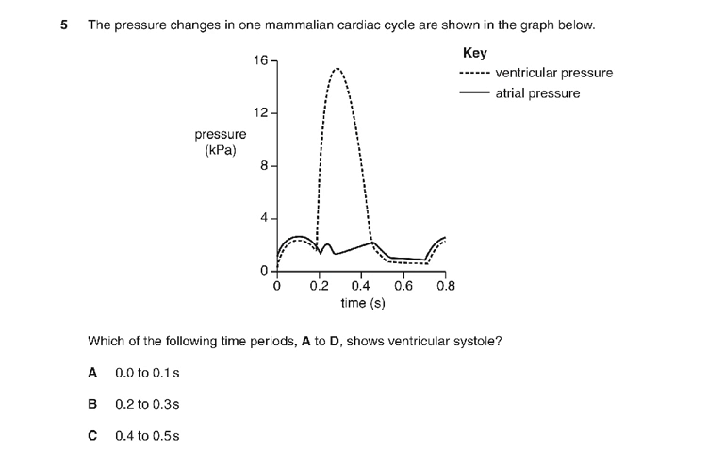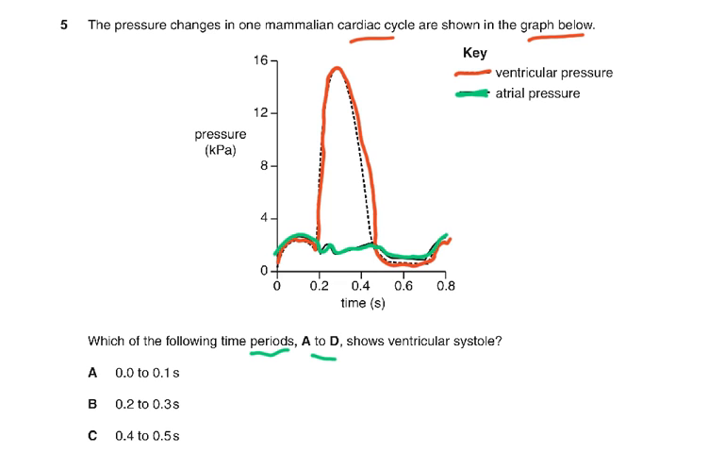Now, question number 5. The pressure changes in one mammalian cardiac cycle are shown in the graph below. Now, this is the ventricular pressure. Let's draw it in red. So the ventricular pressure is rising, and then it's coming down, and then it's going like this. And the atrial pressure, let's draw it in green. It's this one, which is very minimal. So this will be atrial pressure.